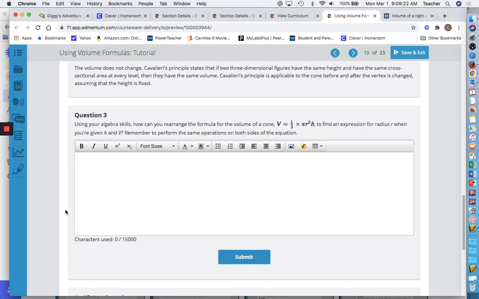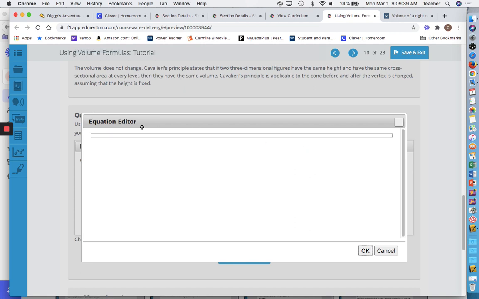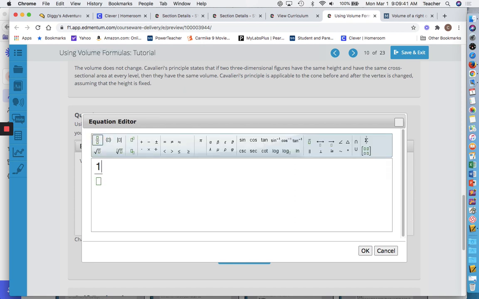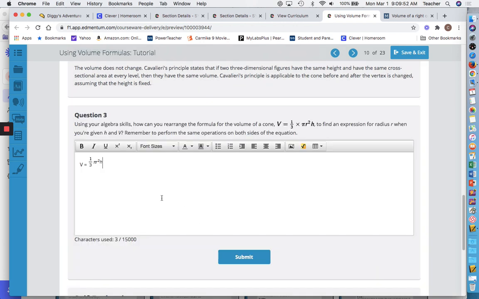All right, question 3. Using your algebra skills, how can you rearrange the formula for the volume of a cone to find an expression for the radius of r? Okay, so this time we're looking for r. So I'm solving the equation for r. All right, I'm going to do this in an equation editor, aren't I? So 1/3 pi r squared h.